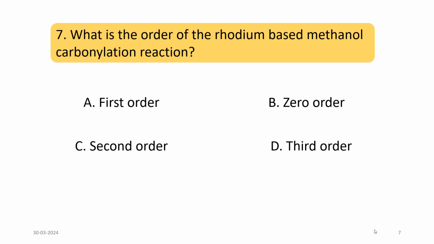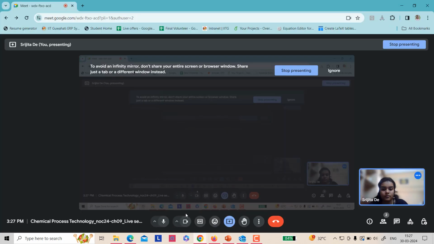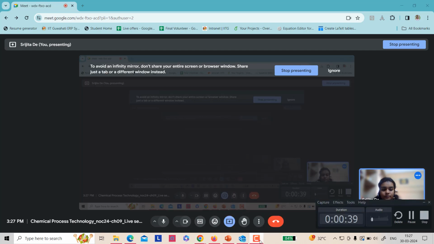Okay, so what is the order of the rhodium-based methanol carbonylation reaction? I hope my voice is audible now.